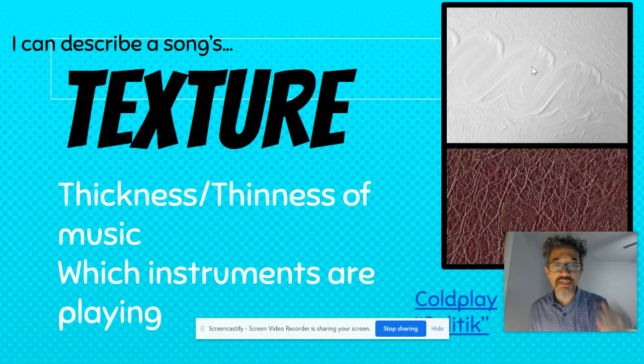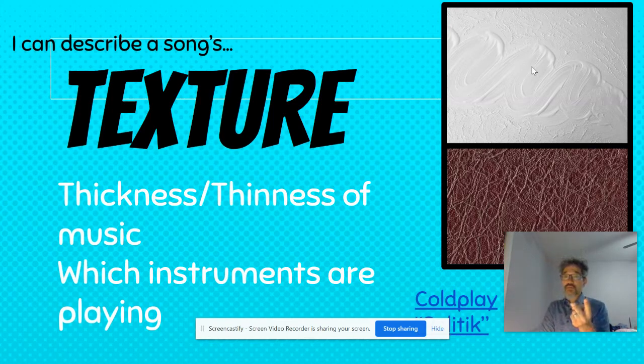One of the easiest ones to get into is texture. The general big picture thing is the thickness or the thinness of music, but that's not always very helpful. So a better way of looking at that is which instruments are playing. What instruments can you hear? What sounds can you hear at any given moment in a song?